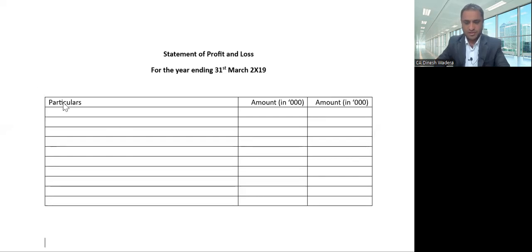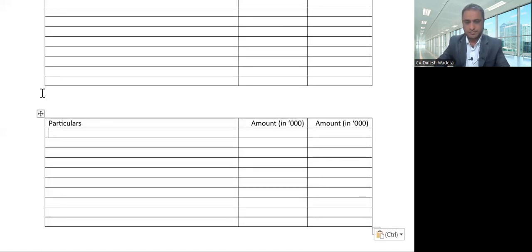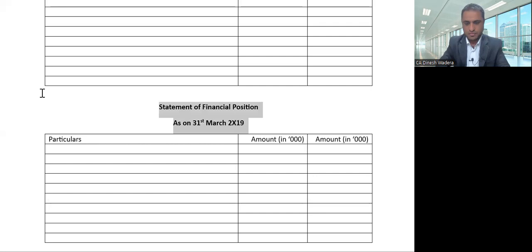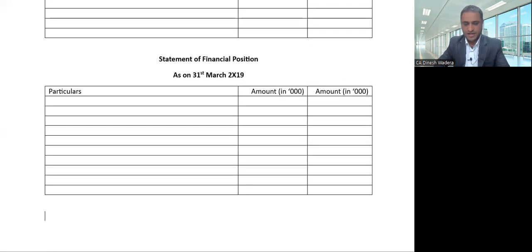for the statement of financial position. Of course, it will be as on 31st March or December, whatever is appropriate. All right. So if all these formats are ready, we just simply need to put in the figure and then we will be making our working notes.